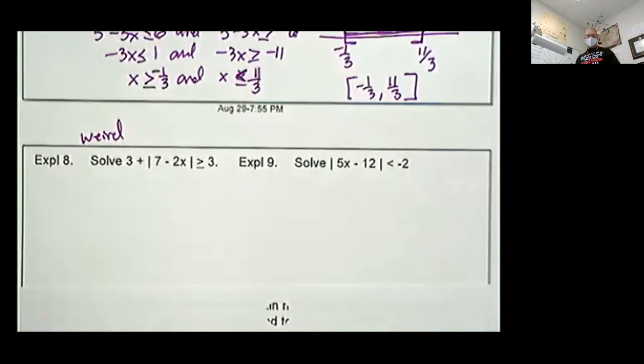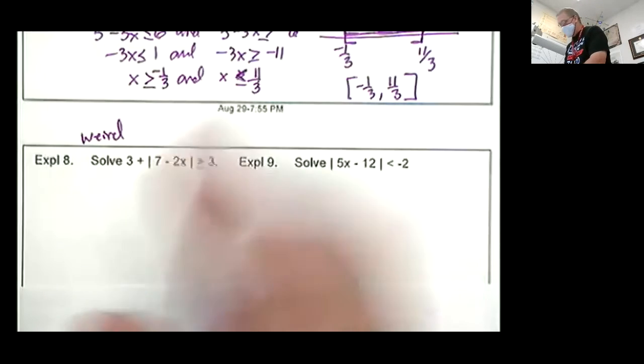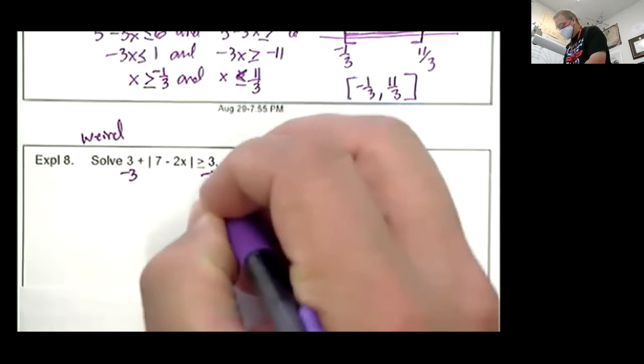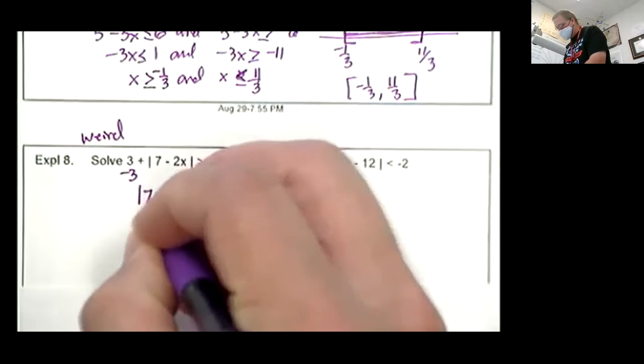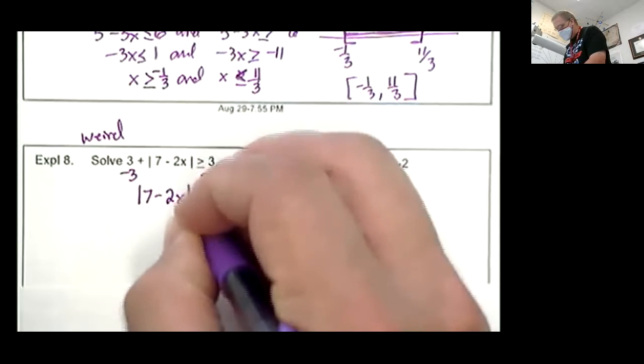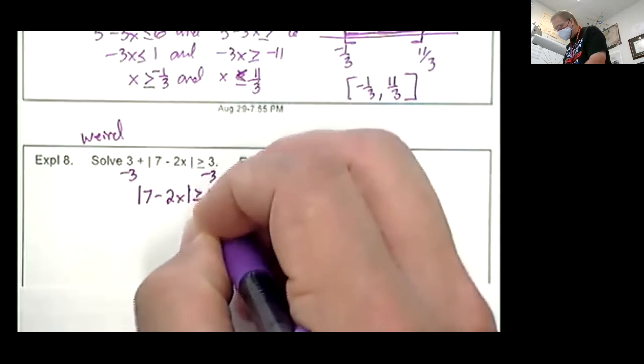Here we have a 3 outside: 3 plus the absolute value of 7 minus 2x is greater than or equal to 3. We want to solve for the absolute value bars. How do we do that? Well, we're going to subtract 3 from both sides. Therefore, the absolute value of 7 minus 2x is greater than or equal to 0.